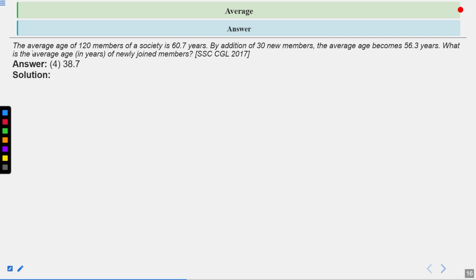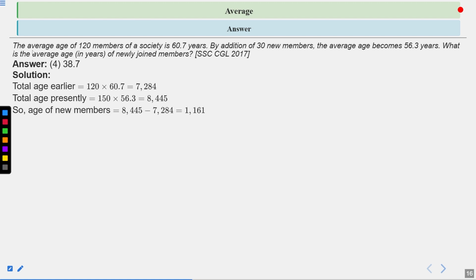Now see the detailed solution of this question. So the total age earlier becomes 120 into 60.7, which is 7,284 years. So the total age presently will become, because 30 new members joined, 150 into average 56.3. So when we multiply it, we get 8,445 years. Now we need to calculate the average age of the 30 newly joined members. So we can calculate it. Total age of the 30 new members becomes 8,445 minus 7,284. So when we subtract it, we get 1,161.